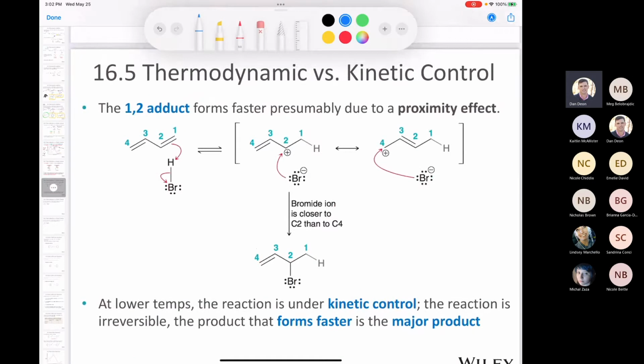Now, why does the 1,2 adduct form at a lower temperature? Why is it faster? Well, it's because of something called the proximity effect. We know that proximity means closeness. And since carbons 1 and 2 are closer than carbons 1 and 4, once you get that protonation occurring to produce this allylic carbocation, since the bromide is already there, it can attack at carbon number 2, and that's the proximity effect. And that's why at lower temperatures, we end up getting the 1,2 adduct.